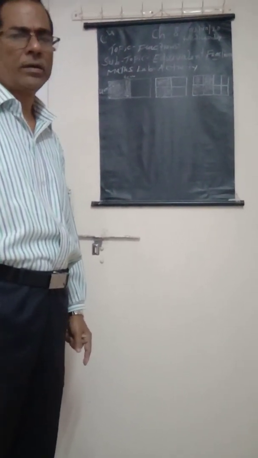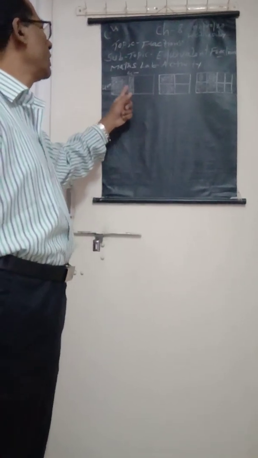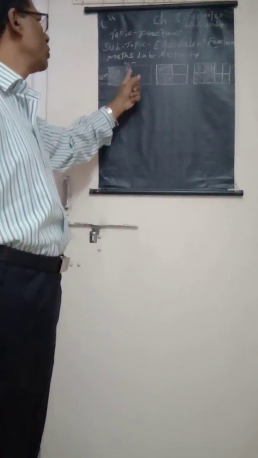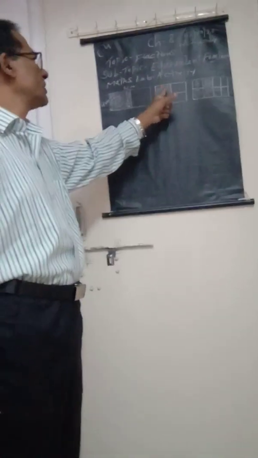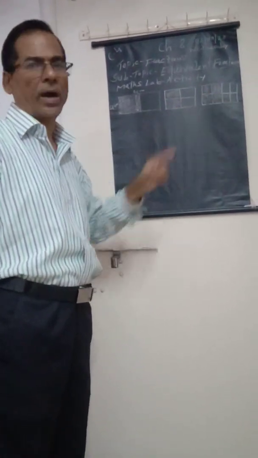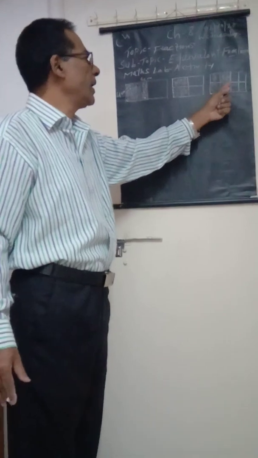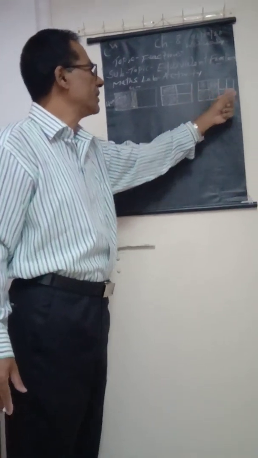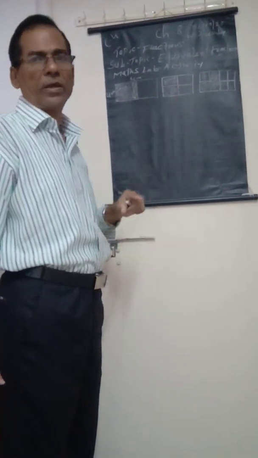And then this one you divide into two parts. This one you divide into four parts, and this one you divide into 8 parts. So here one line, here one line, and this is the middle one. So divide into 8 parts.